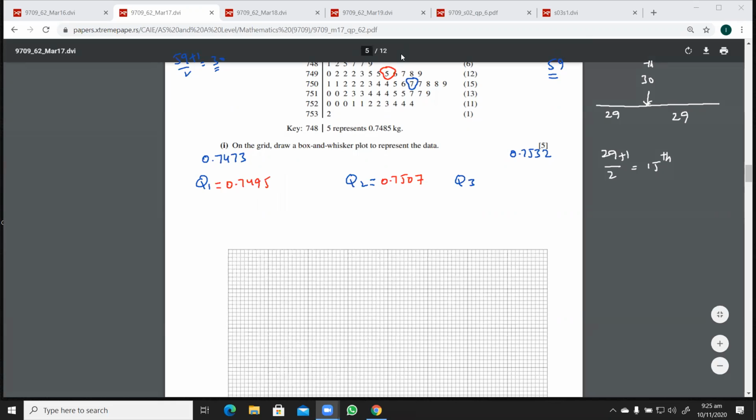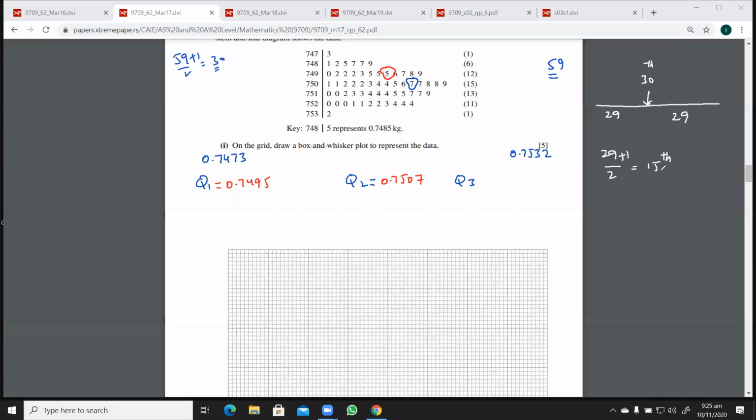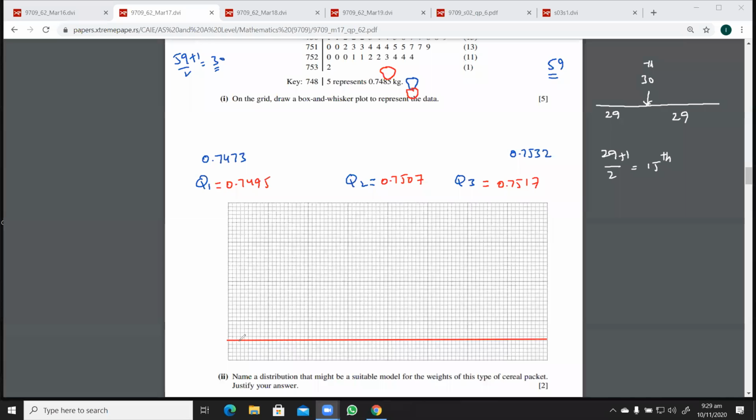And for the last 29, the 15th is like you add 15 to this 30, so 30 plus 15 is 45. So the 45th observation would be your upper quartile. 7 plus 19 plus 34 is 47, 46. So this one is the upper quartile, 0.7517. I need you to recheck all these values before we start drawing the box and whisker plot. Now let's see how to take the scale here.